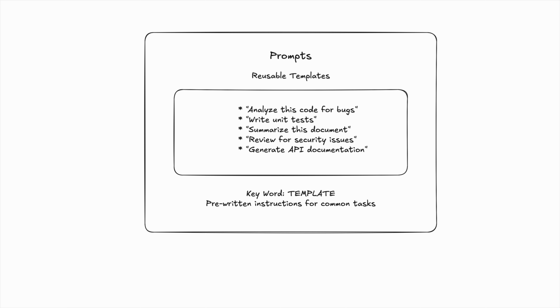And finally, prompts. These are reusable templates or workflows. Think of them as shortcuts for common tasks. Analyze this code for bugs, write unit tests, summarize this document, review for security issues, or generate API documentation. The AI can suggest these to users, or users can trigger them directly. They are basically pre-written instructions that work across any MCP client. The key word here is template. Prompts are repeatable workflows.